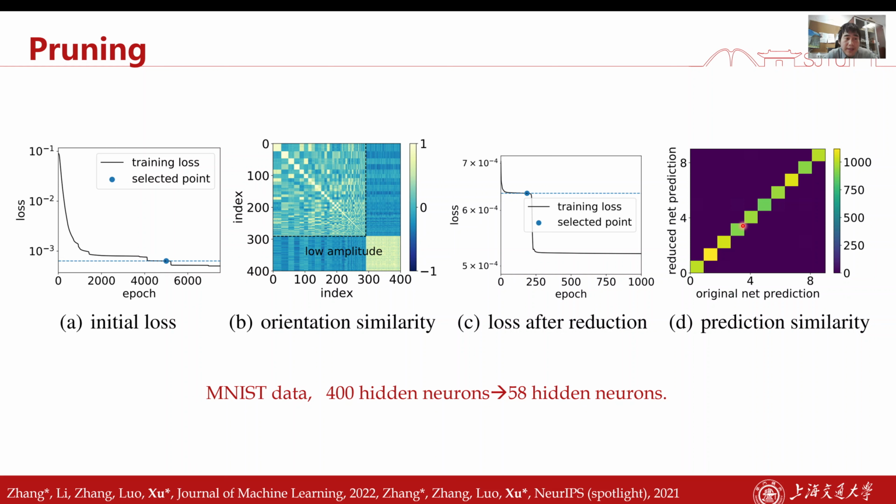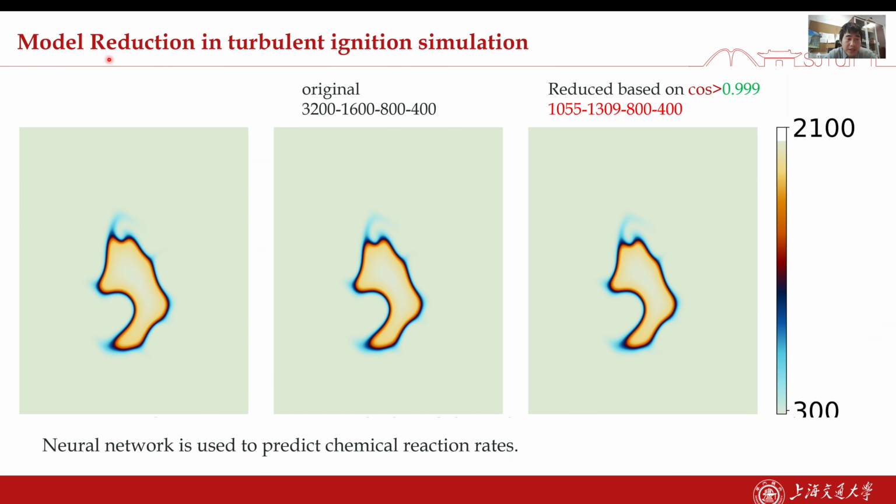So we put this technique to a problem we are working on, using the neural network to replace the chemical reaction in the turbulent simulation. This is the original result, and this is the network. The network replaced the chemical reaction computation, and they are very similar. And now we reduce this network by the previous technique, get a smaller network width, and then the results are also very, very similar, meaning this technique is effective.